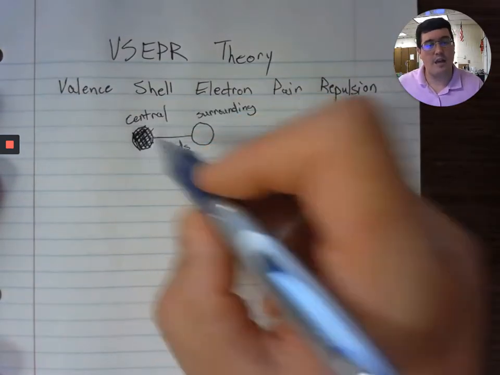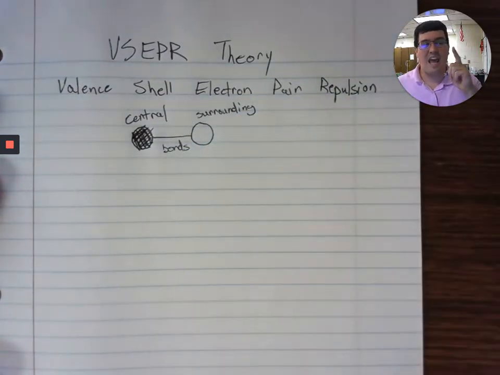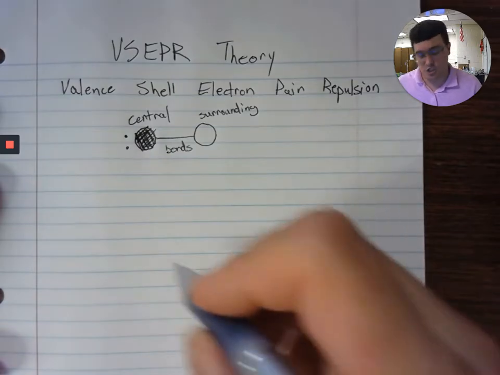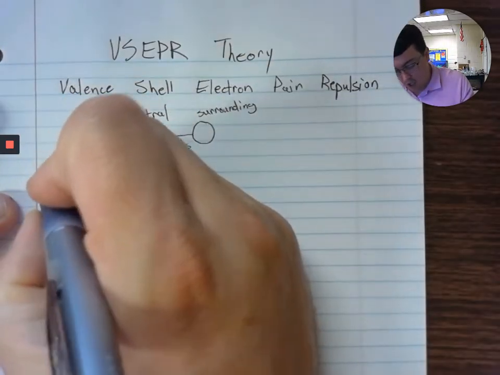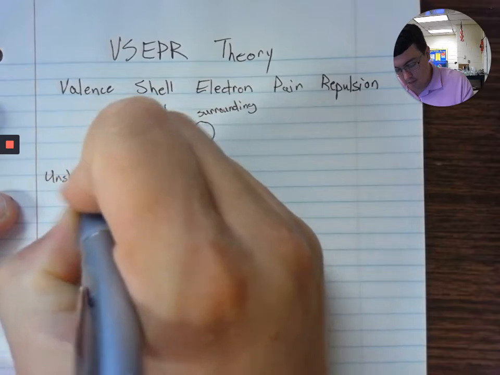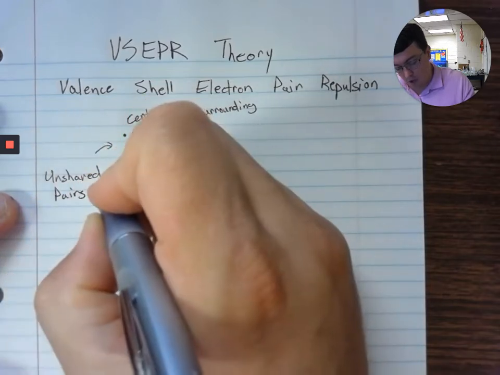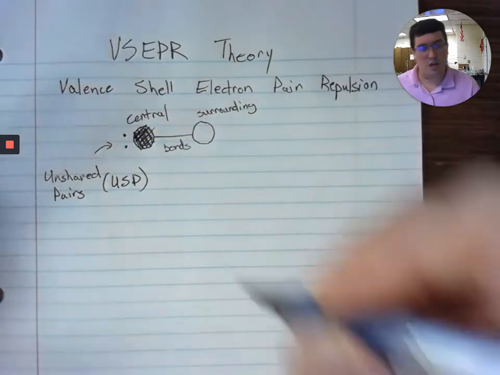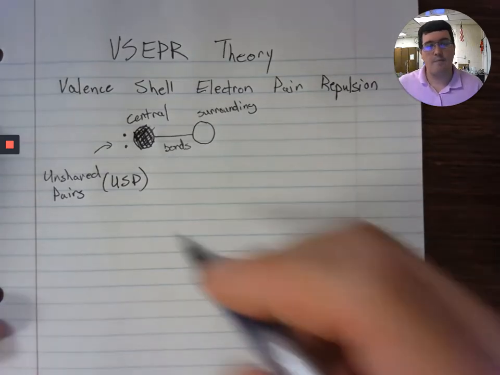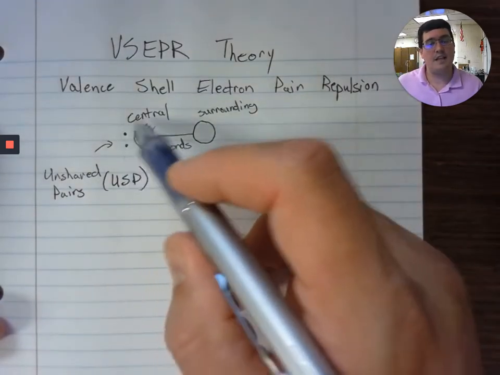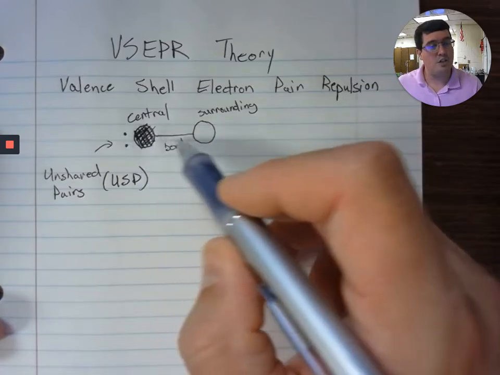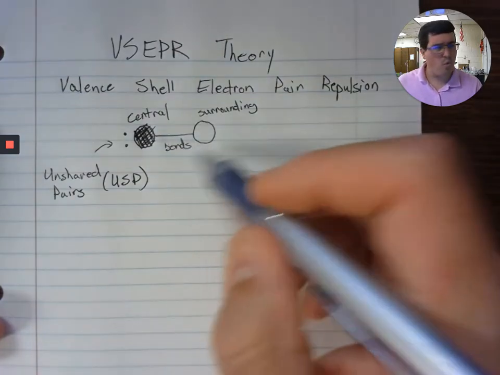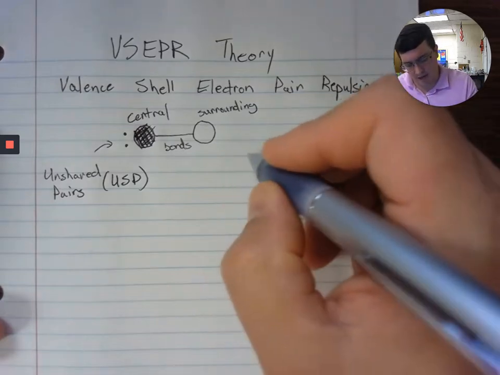All right, so we've got our central atoms, we've got our surrounding atoms, we've got our bonds, and let's not forget electrons. Sometimes we're going to have electrons that aren't shared. These are called unshared pairs, or you will often hear me refer to them as USP, unshared pairs of electrons. And they're unshared pairs because these electrons are just on the central atom. They are not shared with the surrounding atoms. They do not form bonds around that central atom.